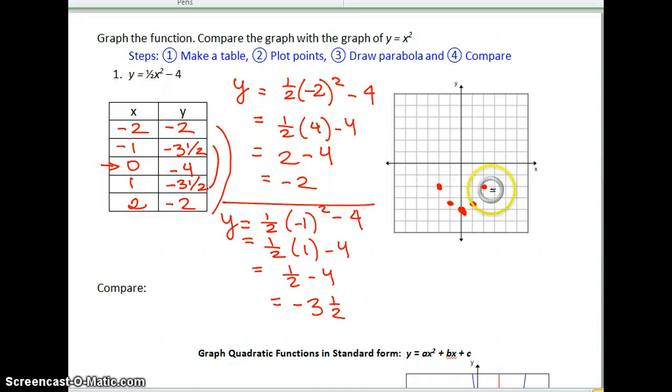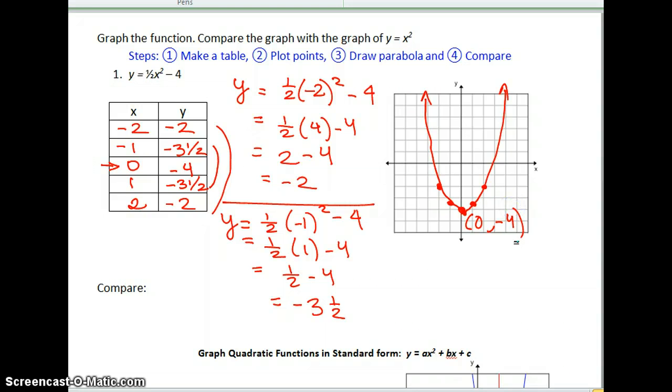Symmetric, same distance there. So draw my parabola. That's your step 3. Takes a little bit of getting used to. And then for us, we're going to label, but we won't write the whole entire equation. We'll just label your vertex, which for us is 0, negative 4. It's a very important point.